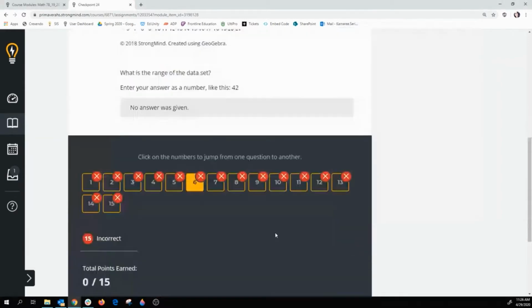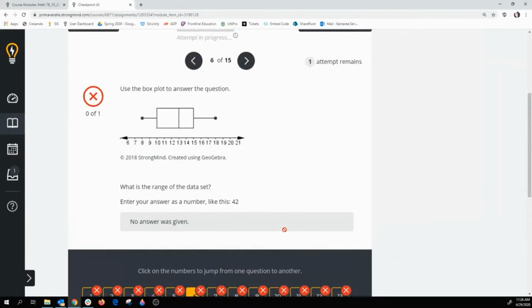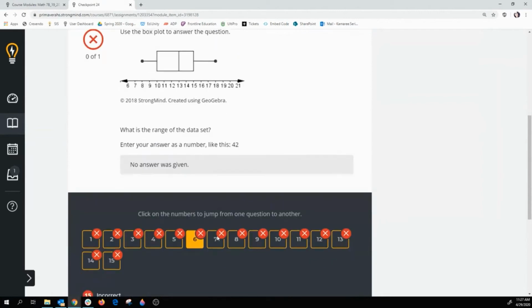Number 6. 6 wants to know what is the range of this data set. Remember, to find your range, you take your farthest 2 dots and subtract the numbers. So this would be 18 and 8. So 18 minus 8 would give me 10. Perfect. So the range for this data set would be 10. Very nice.